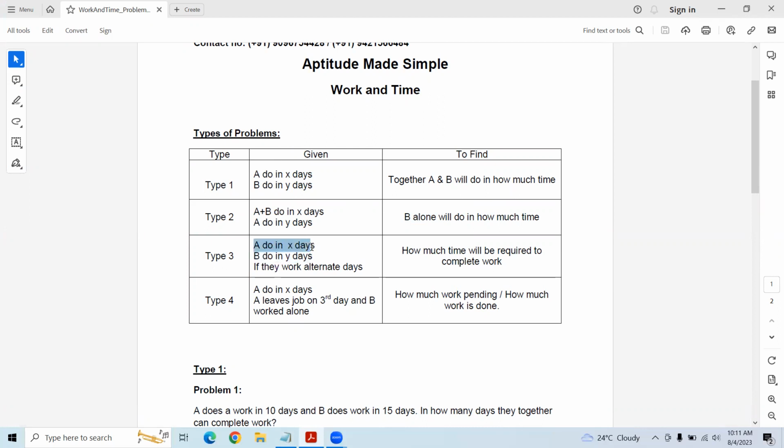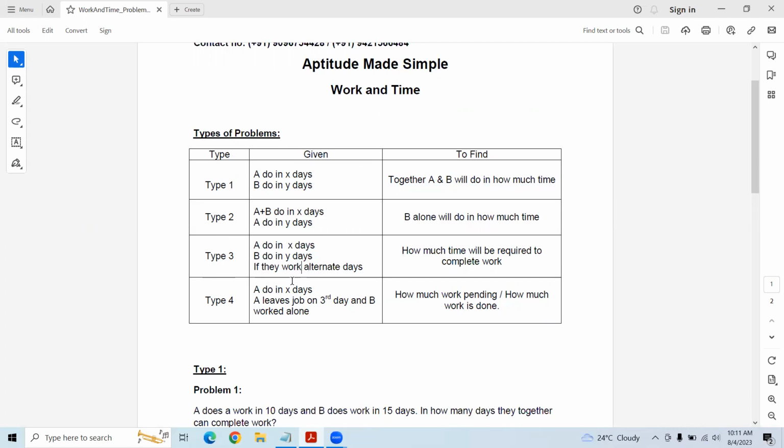A does in certain days, B does in certain days. They will give you just this value, A does in 10 days and B does in 15 days. But the only difference between type 1 and type 3 is, in type 1, all the days A and B will work together. But in type 3, they will work on alternate days. So first day if A is coming, B will not come to work. And the second day B will come to work, A will not come to work.